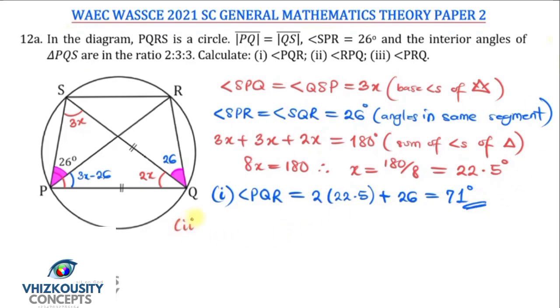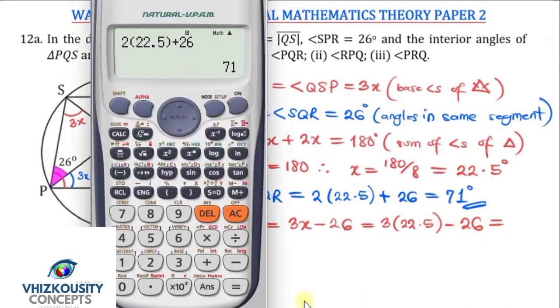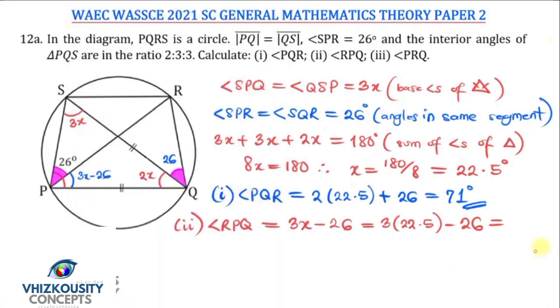In the second case, we are looking at the angle RPQ, and looking at our diagram, this is RPQ. We can see from that diagram that this is nothing but 3x minus 26, and thank goodness we have gotten our x. So this is 3 times 22.5 minus 26. Let's just adjust this, so this is minus, and in the first case it is 3 and not 2. So this is 3 times 22.5 minus 26, and this is what? This is 41.5. So this has 41.5 degrees.